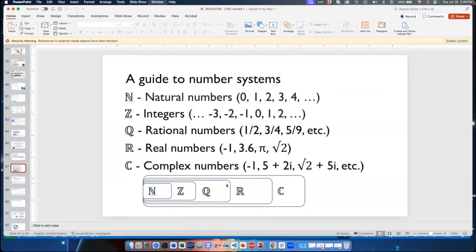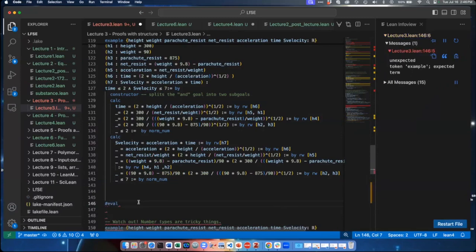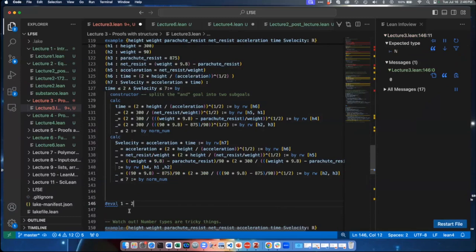What does it mean, though, when I do this? I'm going to use an eval. We don't use this a lot, but I'm going to show you what Lean does when I say 1 minus 2. So what it's doing, 1 is a natural number, is guessing what 1 should be. 2 is a natural number, and it's returning 0. 1 minus 2 is not 0.